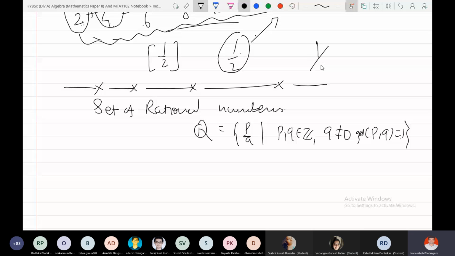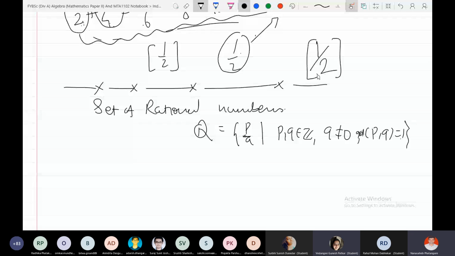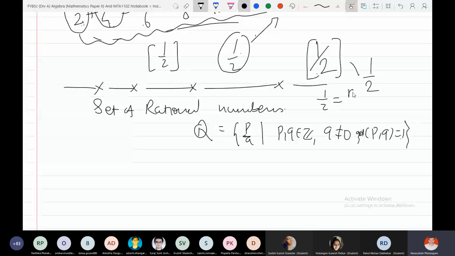So generally in our day-to-day calculation, I just write 1 by 2. Because 1 by 2, what do I mean? The class 1 by 2. Because 2 by 4 is the same as 1 by 2. And in day-to-day life, I just call the representative 1 by 2. I don't worry about the other members in the class. So this is the set of rational numbers, and we know that the rational number 1 by 2 is the same as the rational number 2 by 4 because they are in the same class.